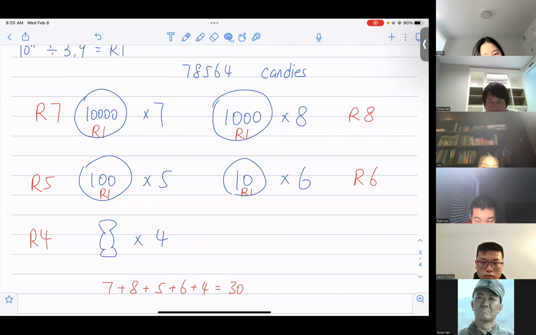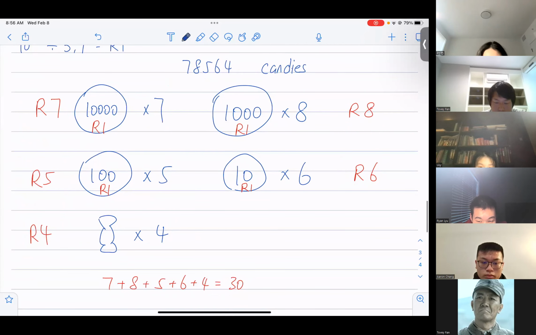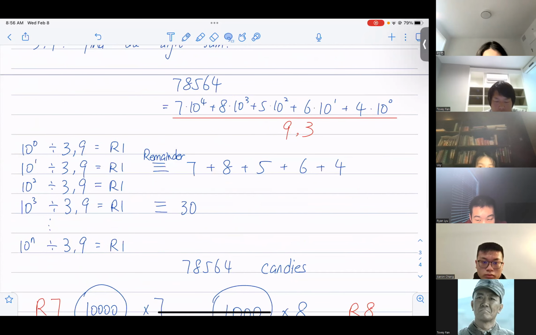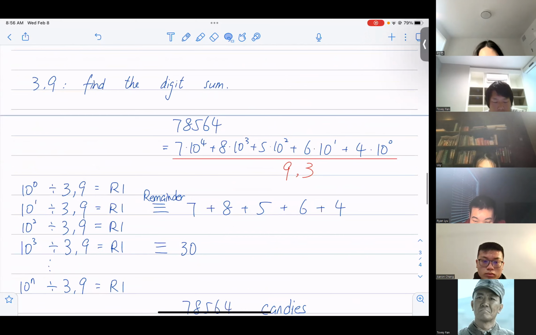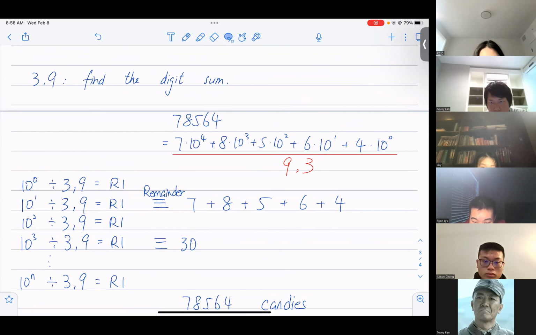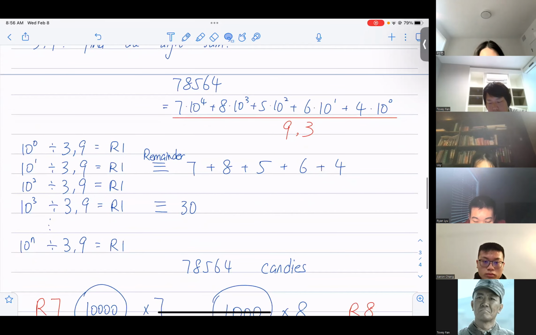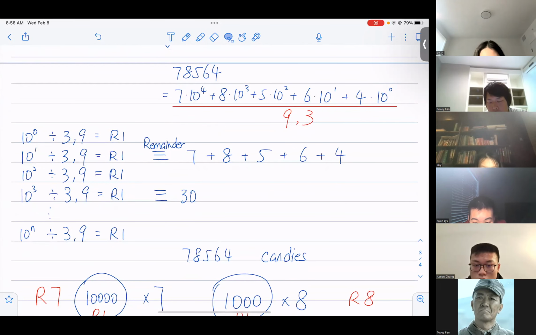Okay, and yeah, we can actually use this to explain the divisibility rule for 11 as well. Remember, the rule for 11 is to find the alternating digit sum. And that's again because 1 divided by 11, the remainder is 1. 10 divided by 11, you actually need one more candy. You need one more candy.